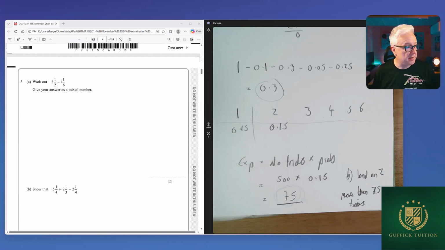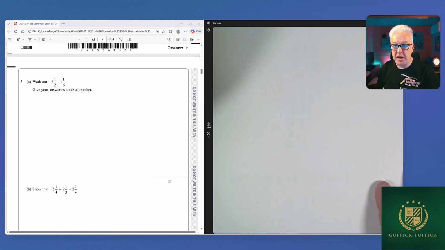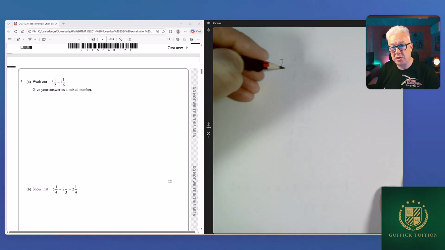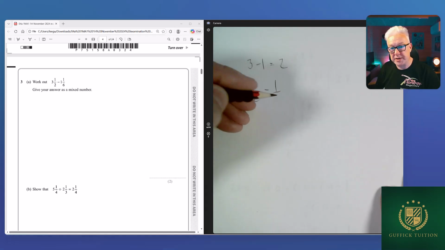Right, question 3, some fractions. What does it say to do with these? Work out 3. Okay. To be honest with this one, there are loads of ways we can do it. We can either convert them into mixed numbers first, or we could just take away the integers first. So if I do 3 take away 1, that gives me 2. Then I've got to do a half take away 1/6.